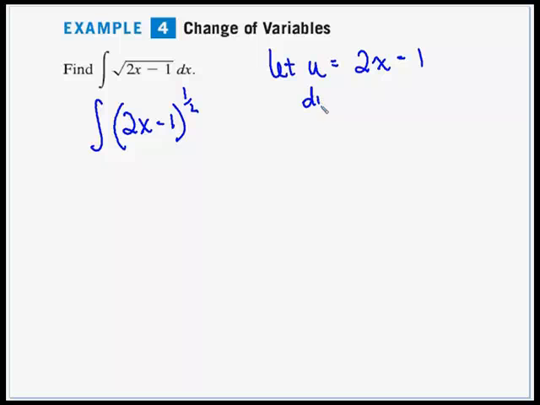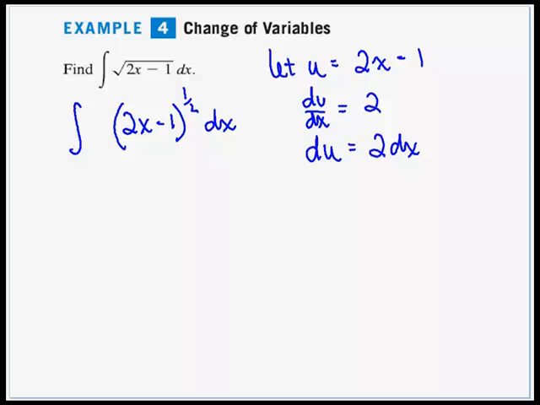So du dx is going to equal 2. And then multiply both sides by dx. We get du equals 2 dx. Oop, and I forgot my dx here. So when we start to do the u substitution, we do have our inner function, 2x minus 1, but we need a 2 dx. And we have the dx, but we're missing the 2. So we are going to have to tweak this.